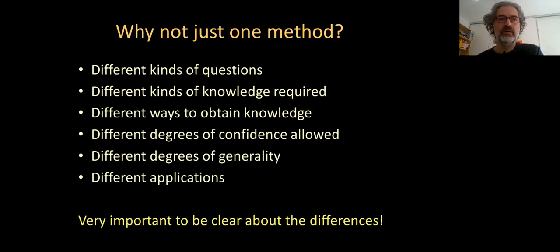So how confidently we can use this knowledge to reason about other cases, and how we can apply this knowledge and where we can apply it. When is it justified to use this knowledge and when it is not? So different methods are associated with different kinds of all of these.